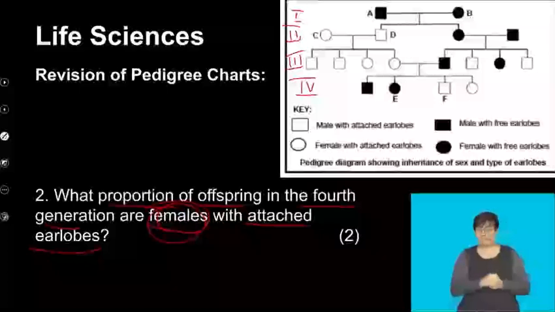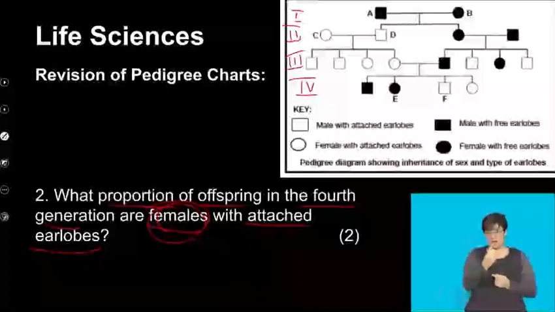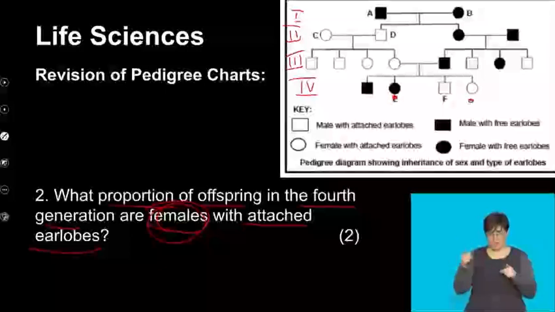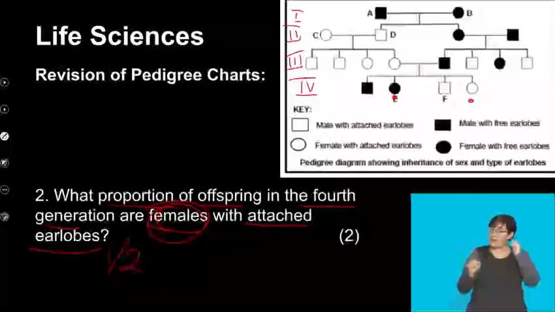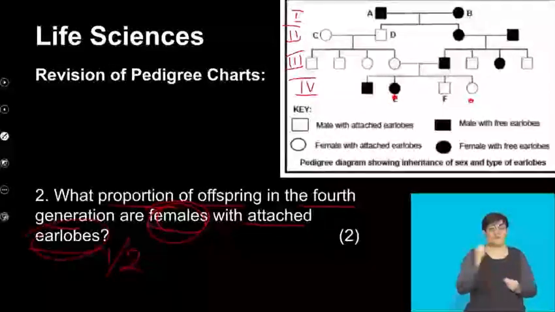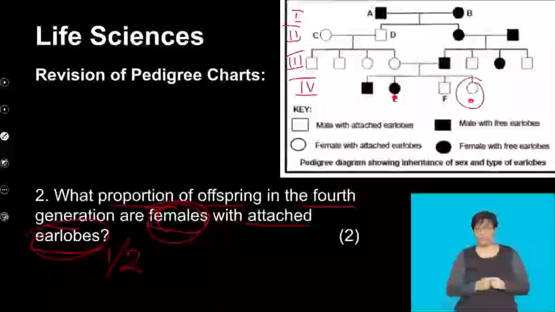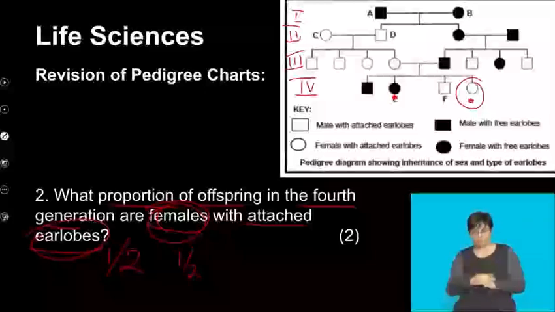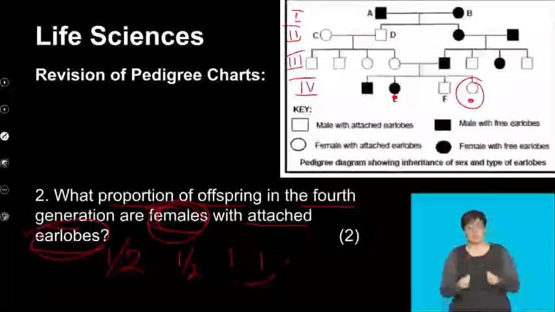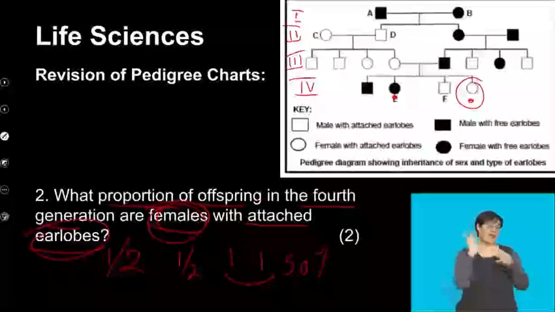So if we look at the 4th generation, we've got 1 female here, we've got another female. So we've got 2 females, and of the 2, one of them has what we refer to as the attached earlobe. So this individual here has the attached earlobe. So simply put into a ratio of the two, there's 1 out of the 2. So we can say that there's 50% of them that have an attached earlobe.